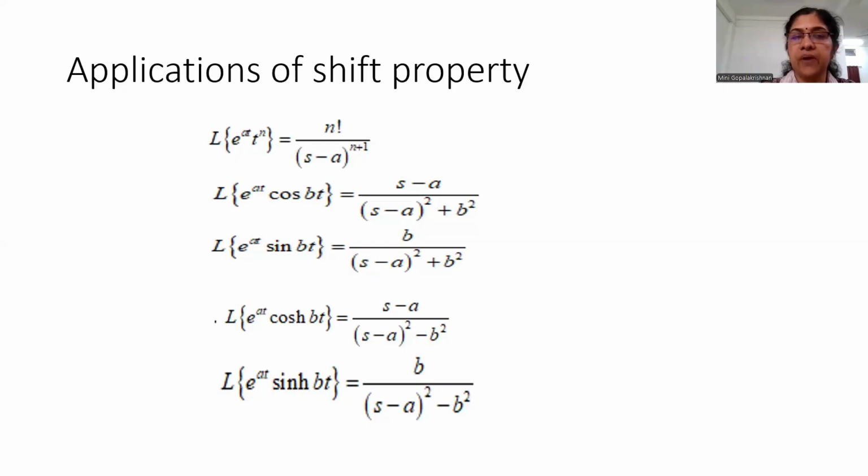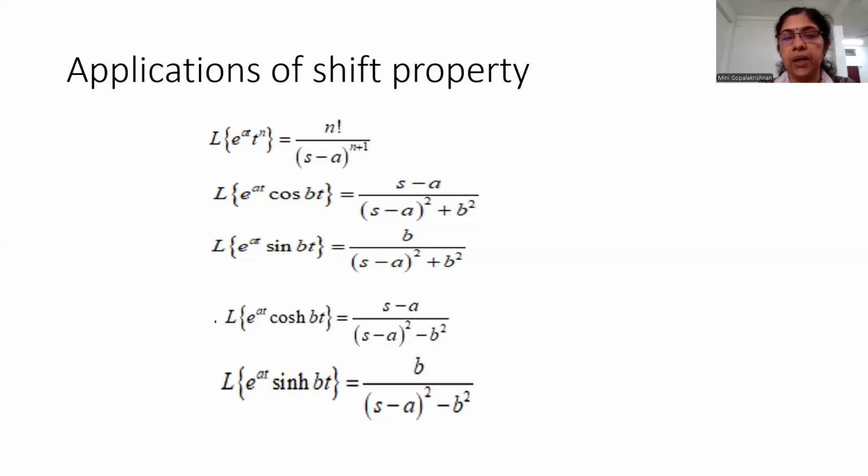Wherever s comes, we can observe that the shifting property happens. s gets converted to s minus a. Again, for the hyperbolic function, unlike the trigonometric function, L of cosh bt will be s by s square minus b square. It is plus b square for the trigonometric function and minus b square for the hyperbolic function. That's the only difference between them.